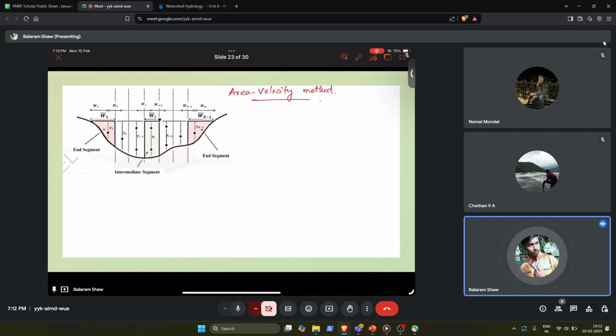Here what you can see is we divide the section into n minus one number of sections, right? These are sections of equal widths. All of these are equal width, but at the end you can see the end segments are different. It is kind of triangle. Now we use this formula: the total discharge or the total stream flow value will be equal to the summation of all the discharge values in the ith section.